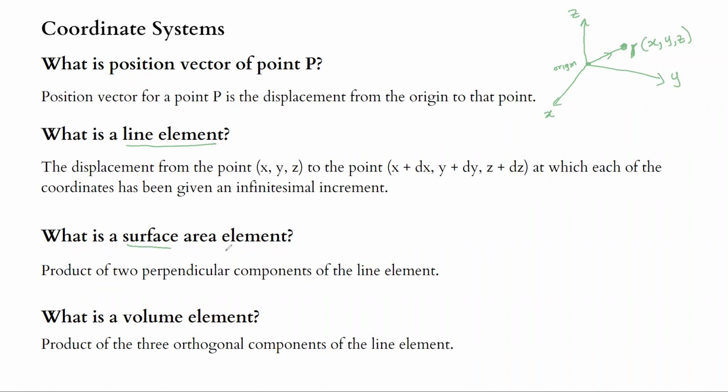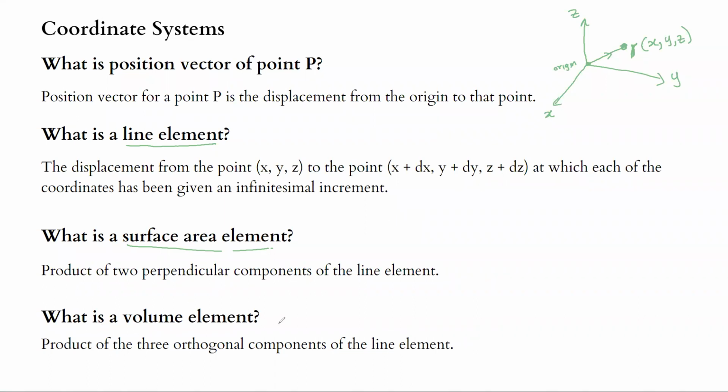Then we have the surface area element. The surface area element is the product of two perpendicular components of the line element, so it is connected to the line element. Whatever the components of the line element are, we can take the product between each pair of those components. I will get to that in another slide, and explain it via a diagram.